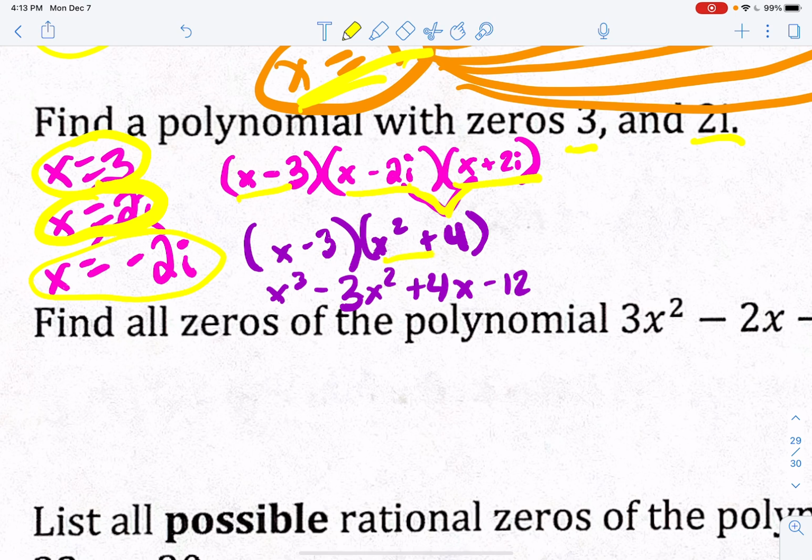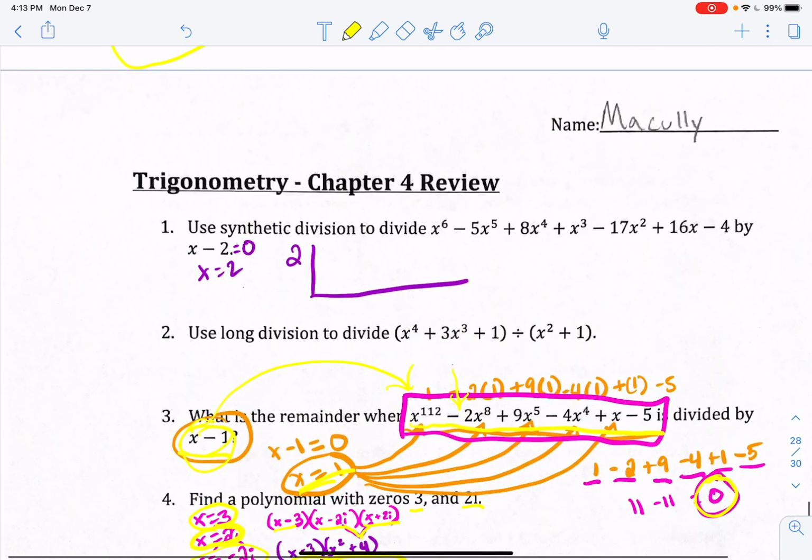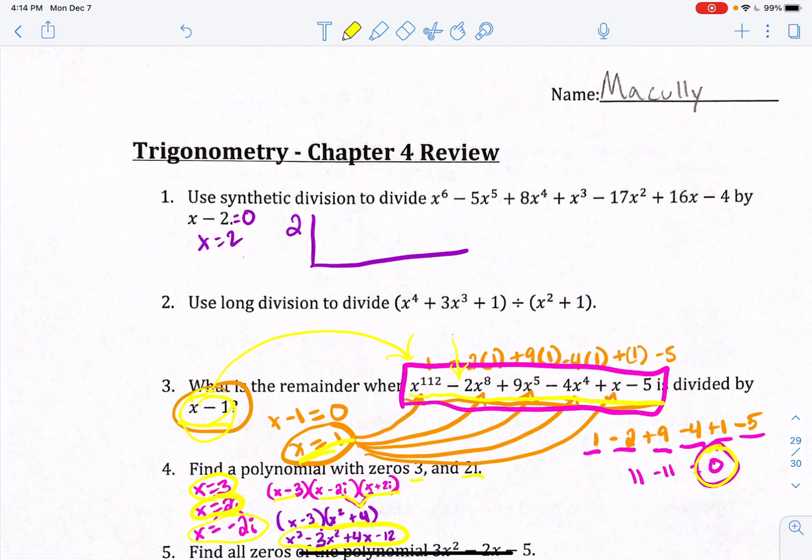So when you multiply those together, we get x squared plus 4, and then we FOIL that with the x minus 3, and we get this as our polynomial function, okay? So that was another one that we did in class together. And then they wanted me to start setting up number 1, the synthetic division.